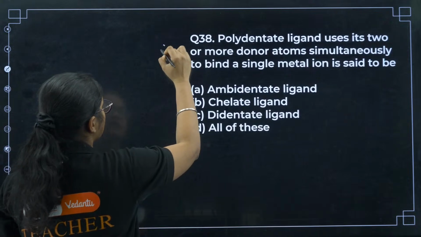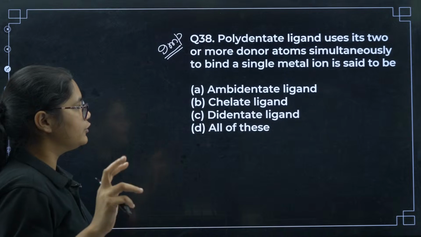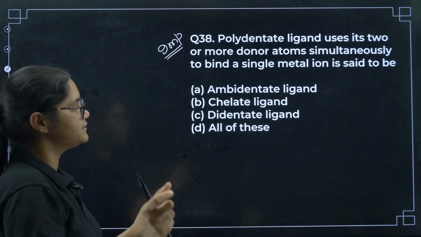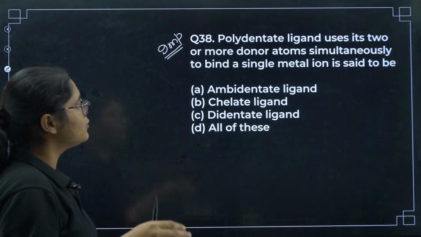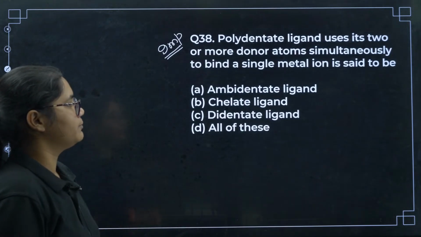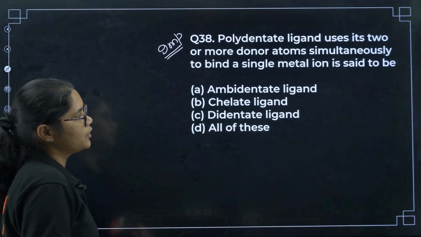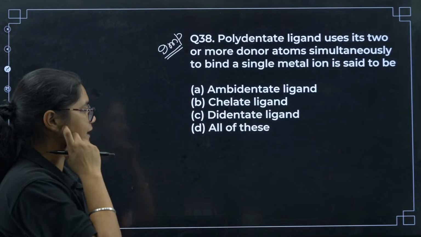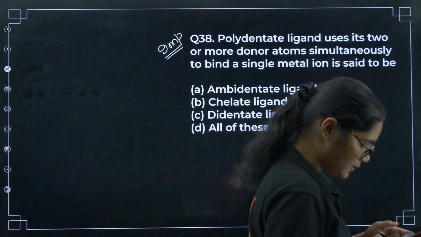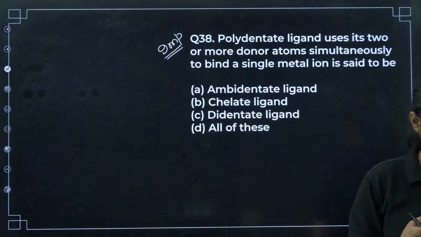Very important question. A ligand that uses 2 or more atoms simultaneously to bind a single metal atom is said to be. 2 or more atoms simultaneously. Is it ambidentate? Many of you are answering ambidentate. Please read the question properly.